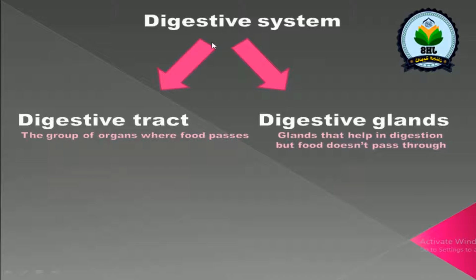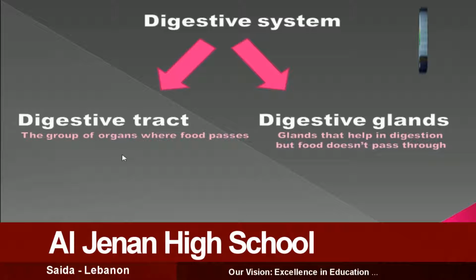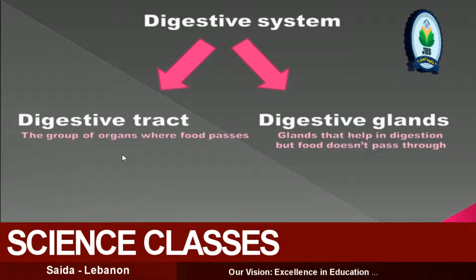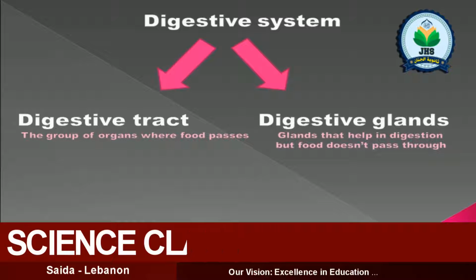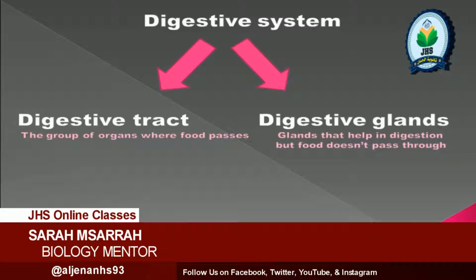So the digestive system can be divided into two parts, digestive tract and digestive glands. Digestive tract is the group of organs where food passes, while the digestive glands are the glands that help in digestion, but food doesn't pass through them.